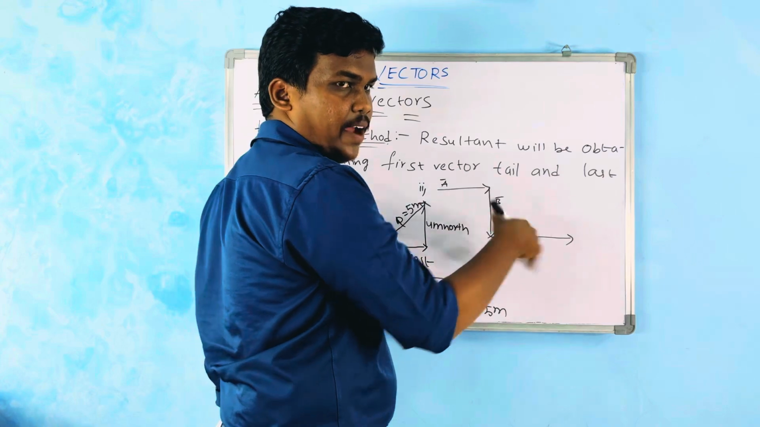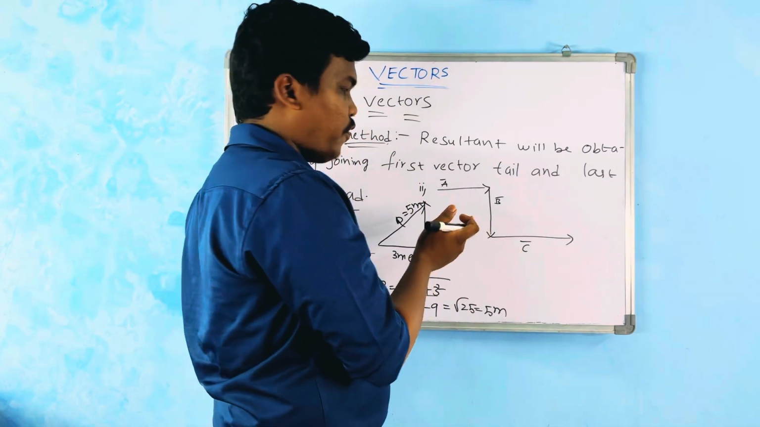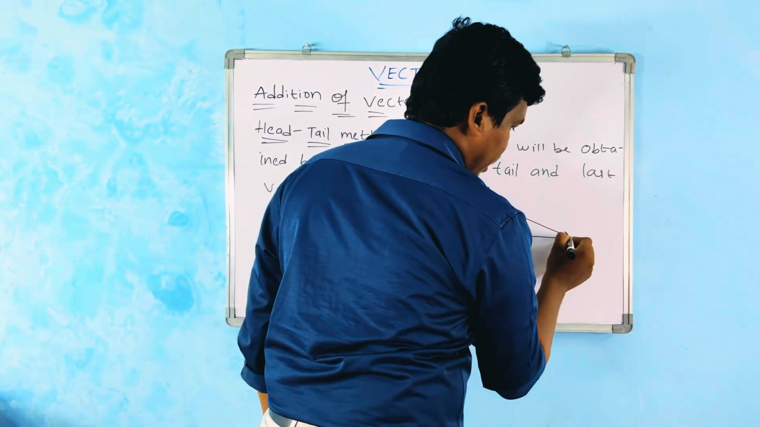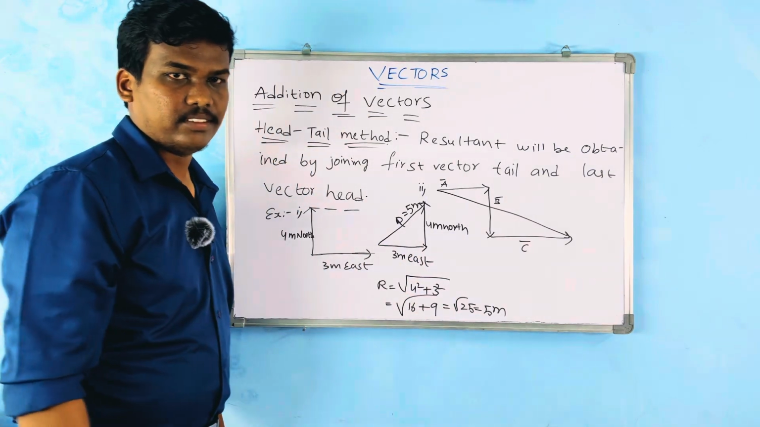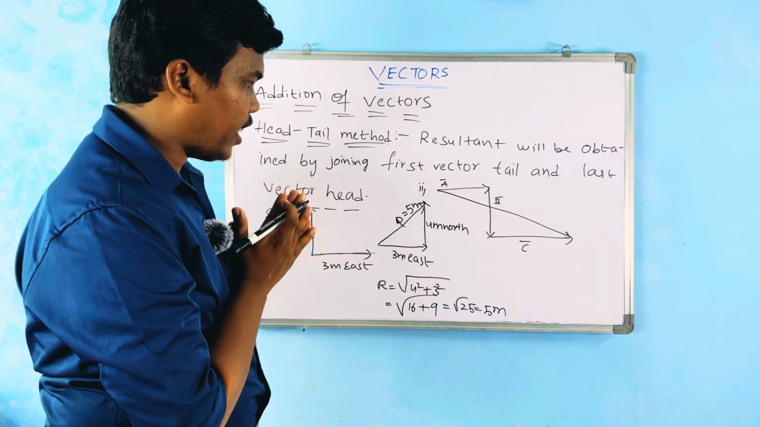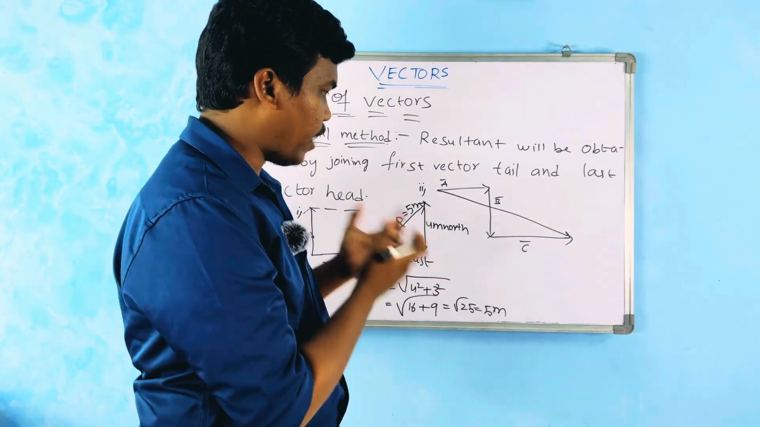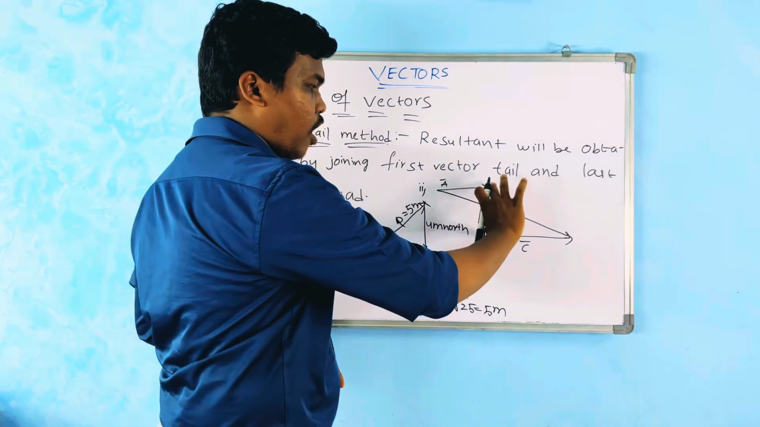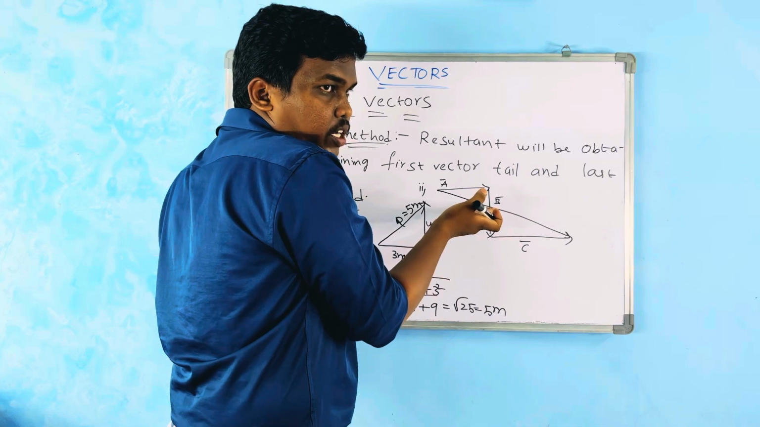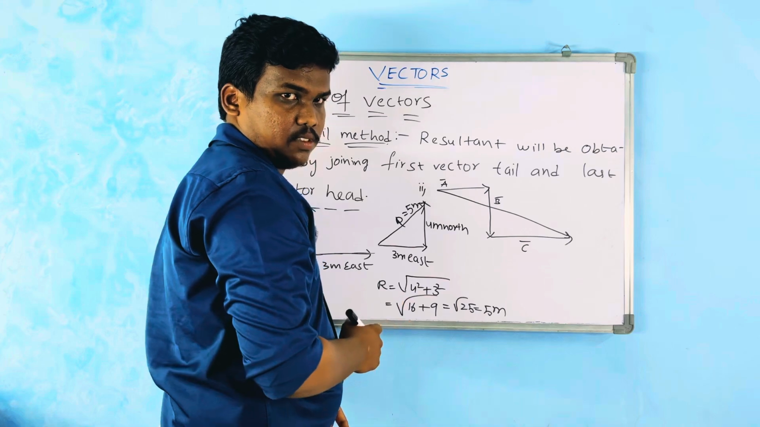Here there are 3 vectors. According to the rule, we have to join the first vector tail to the last vector head. This is the resultant. So how can we find it here? Here there are 2 triangles. If the magnitude of B is known, also, what is the intersecting point of the resultant on the B? We cannot find it. So what do we have to do?